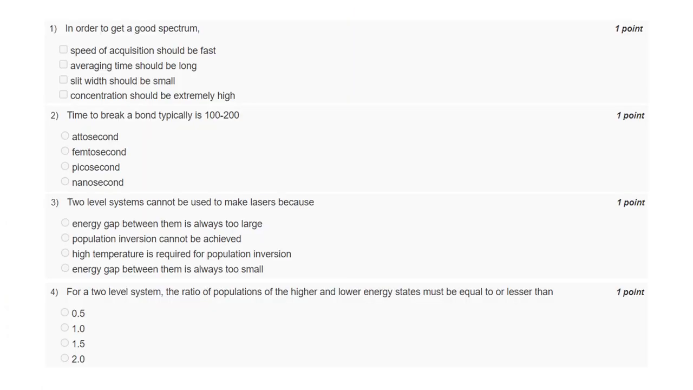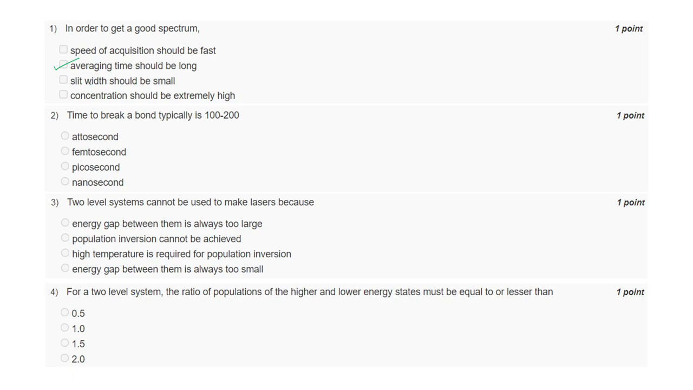The first question is, in order to get a good spectrum, what are the options? Speed of the acquisition should be fast. Actually not. If the speed of acquisition is fast, then my spectra will be noisy. Then what about the second point? Averaging time should be long. That is actually a correct answer. If my averaging is long, then my signal to noise ratio will be better, as it is more averaged. So it is good, good spectra.